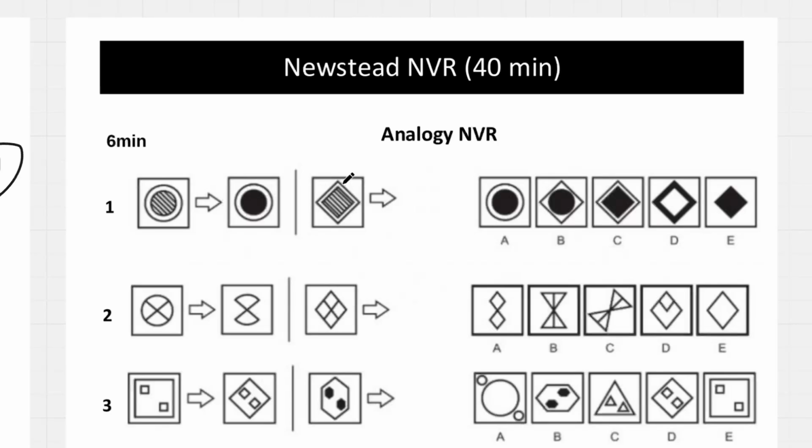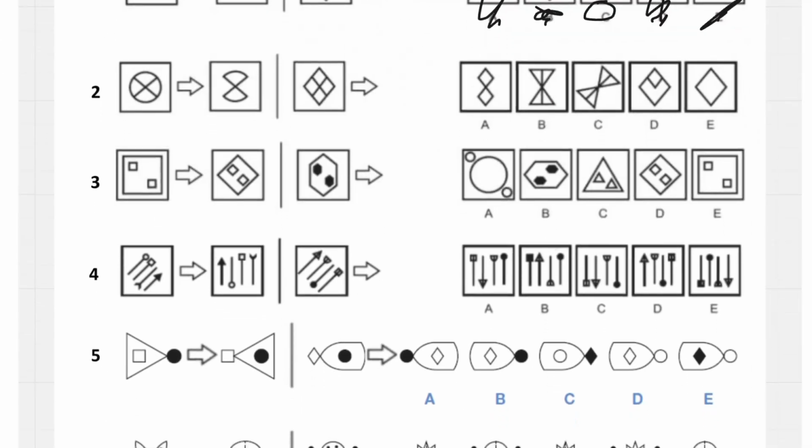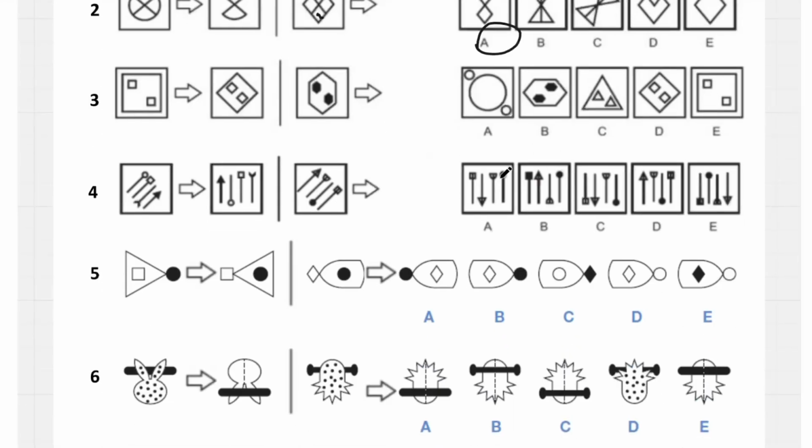Question number one for analogy. So that shading on the inside is going to turn to black and the size stays the same. The thickness of the border stays the same too. So it definitely can't be E. It most likely is going to be C, because D, there's no shading on the inside and this is changing. So it's going to be C. Question number two, we just take the middle bits. And then if we just take the middle bit over here, it's just going to be these two diamonds on top of each other. So we're going to get A.